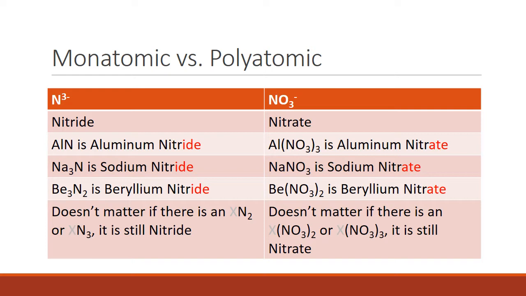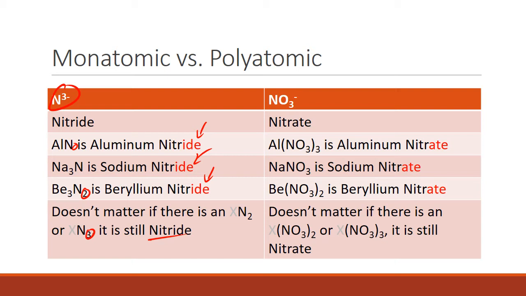A nitride ion is an N3−, and it's included in compounds like aluminum nitride, sodium nitride, and beryllium nitride. And it doesn't matter that we only have 1, 2, or even up to 3 of those atoms in the compound. The name will still be nitride.